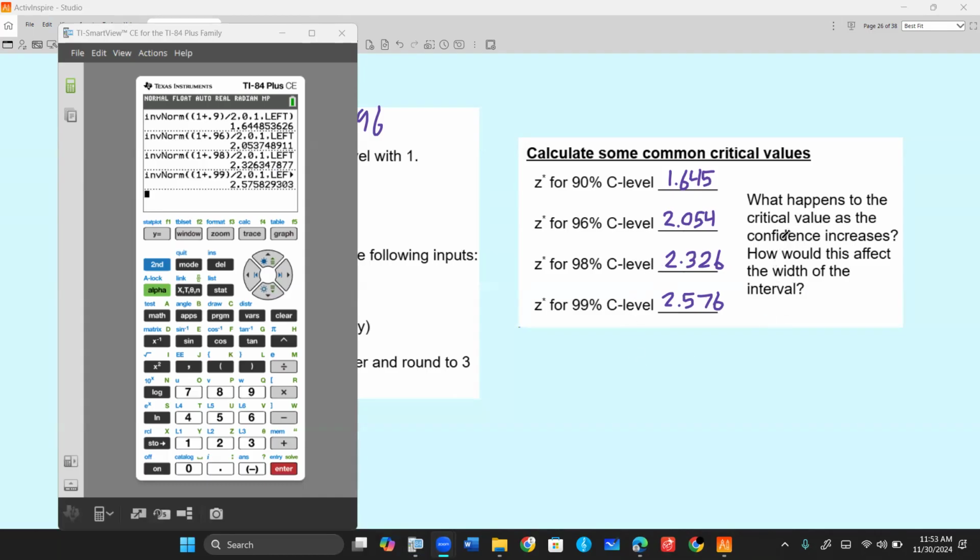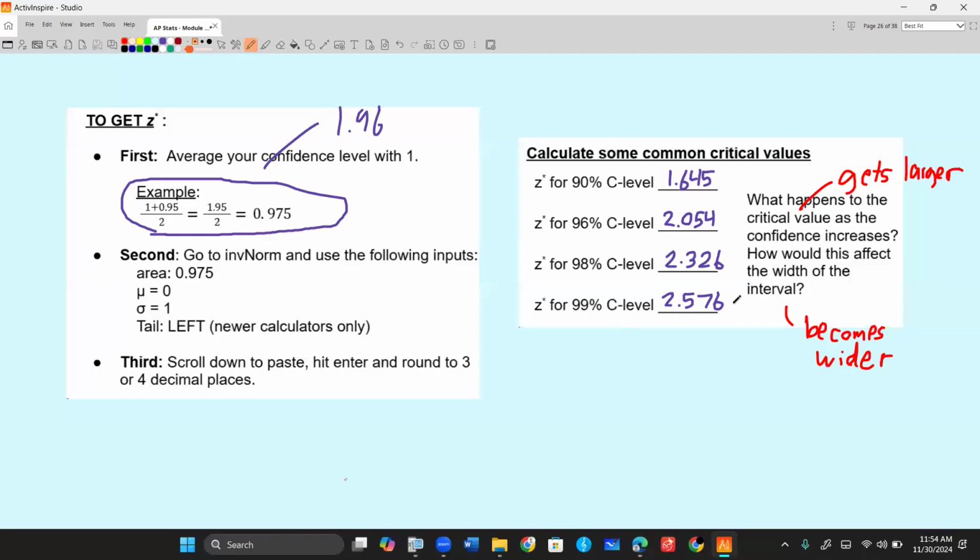The question says, what happens to the critical value as the confidence increases? Well, it gets bigger. And how would this affect the width of the interval? It's going to get wider. And that's just due to the fact that you're multiplying by that critical value. So if you multiply by a bigger number, it's going to have a larger margin of error and be wider.